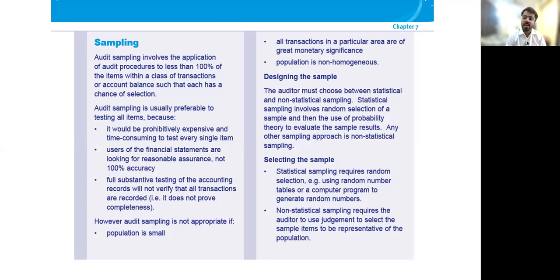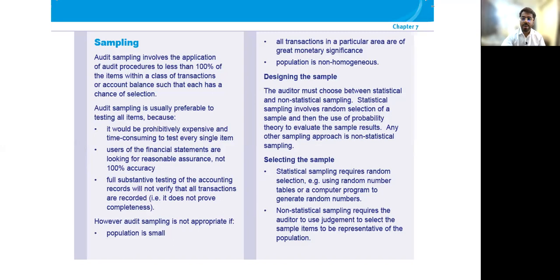For example, let's say in Reliance Industries Limited, in the last year, there were 1 crore sales transactions. So as an auditor, it will obviously not be possible. It's practically impossible to check 100% of the transactions, right?